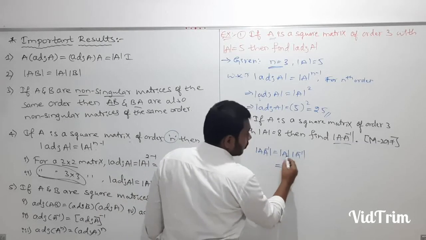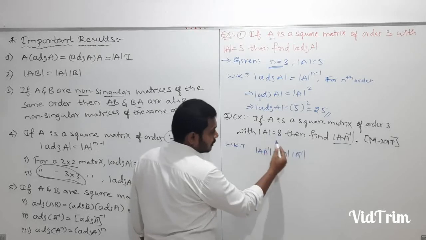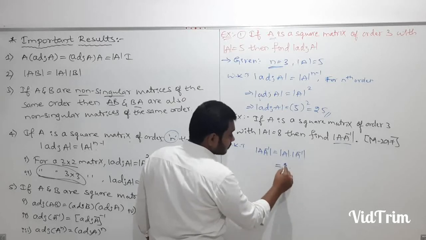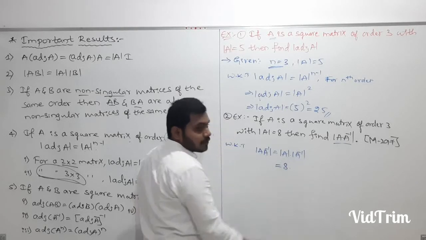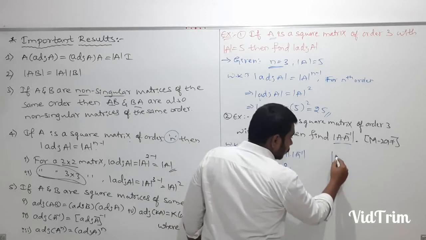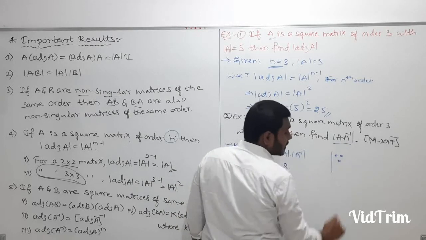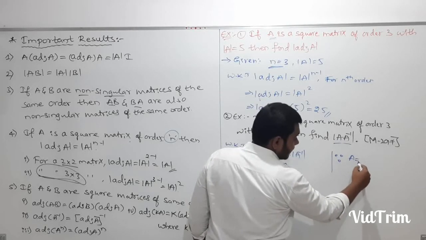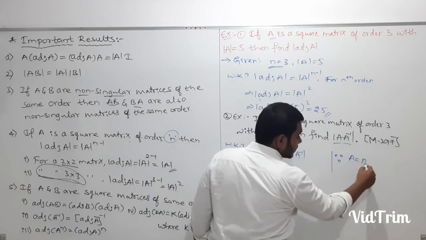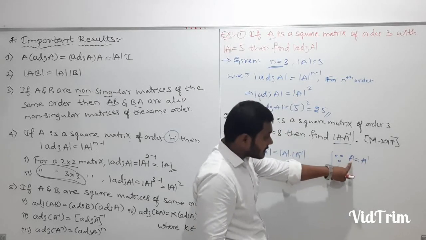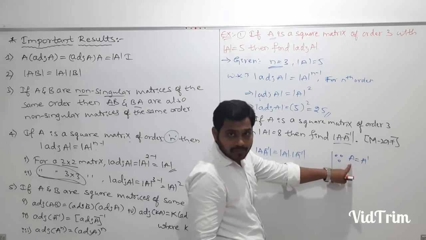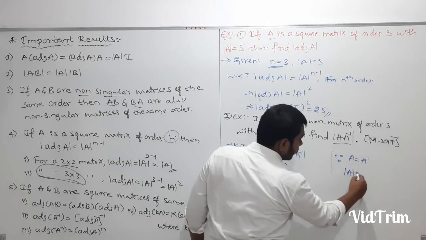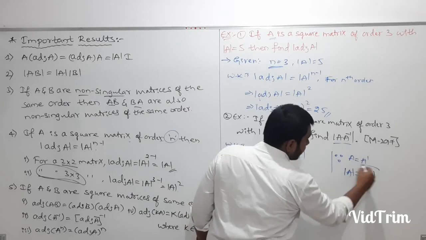What is determinant of A? Determinant of A is already given: it equals 8. And we should find the determinant of A inverse. For this, if A is any matrix and I interchange rows into columns, that we call A transpose. We know that determinant of A is the same as determinant of A transpose.